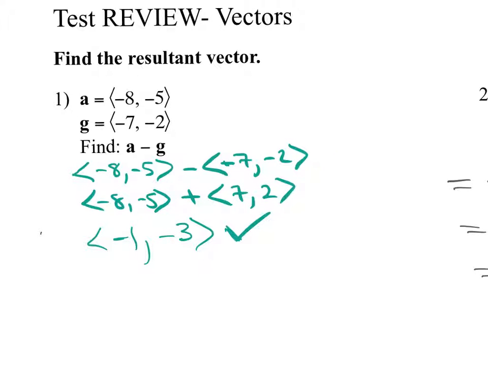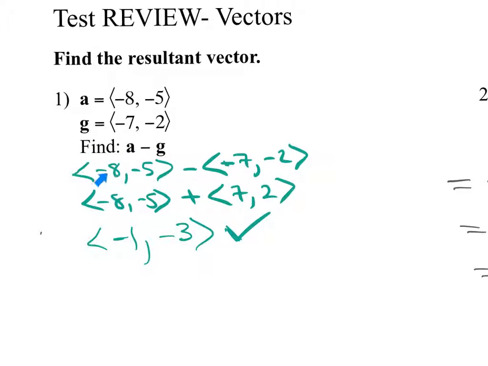Alright, so this video covers the first page of the test review on vectors. So let's look at number 1. We have vector A, which is -8, -5. Vector G is -7, -2. And we're asked to find A minus G.